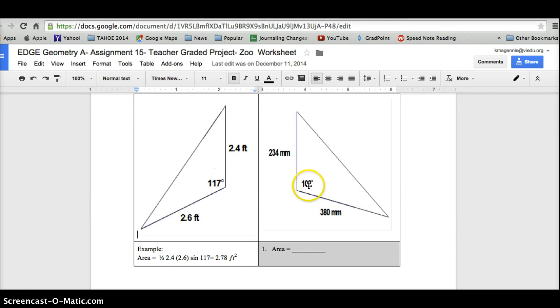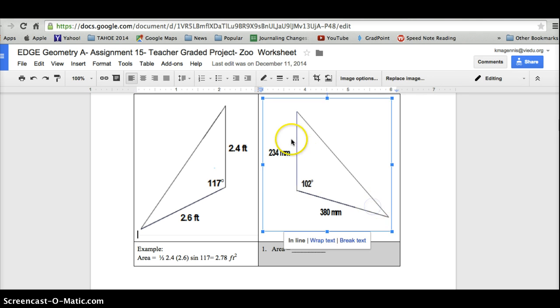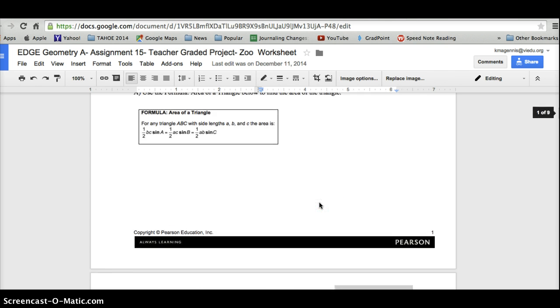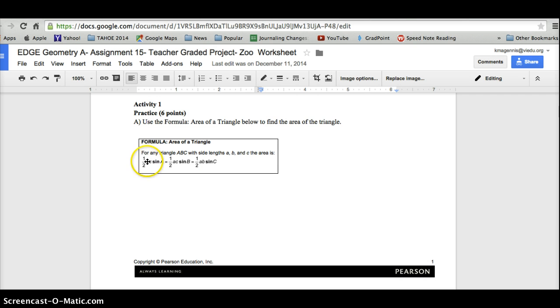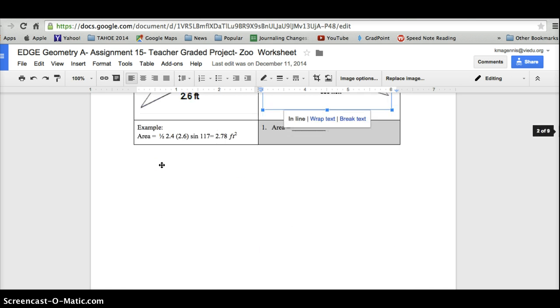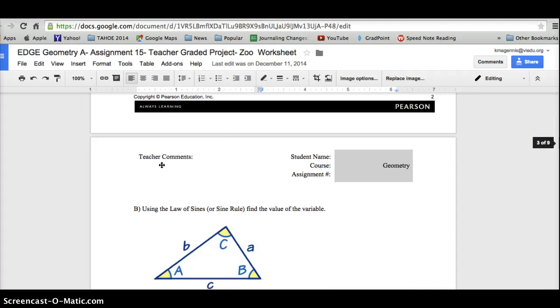Now in this case, you would have angle A. This is angle B over here, and C up here. So you have angle A is 102. You don't have side A, but you have side B, which is 234, and side C, which is 380. So you would go back and plug it into this first one, 1/2 BC sine A. So I'm going to pause it there, and hopefully that'll help you get through that.